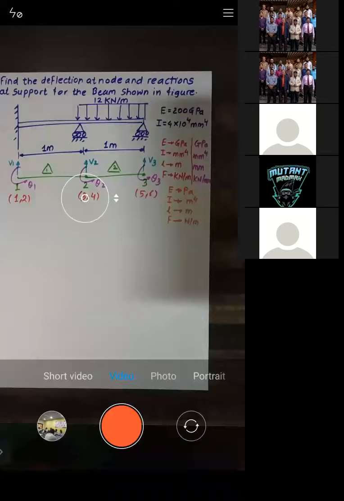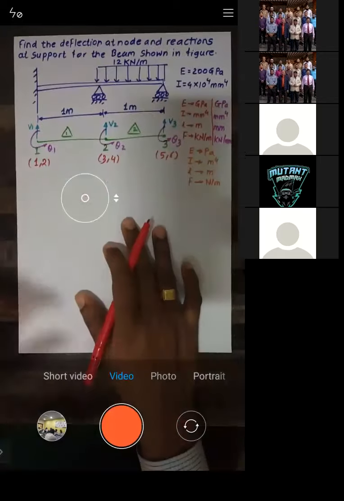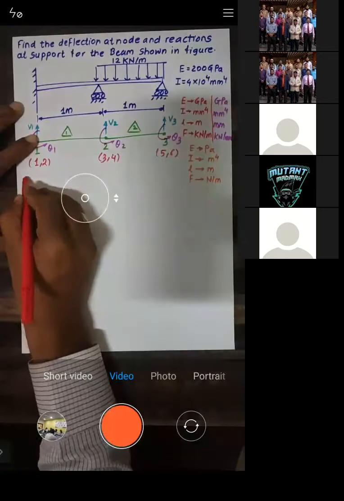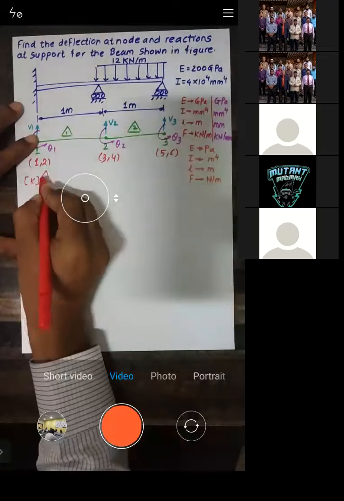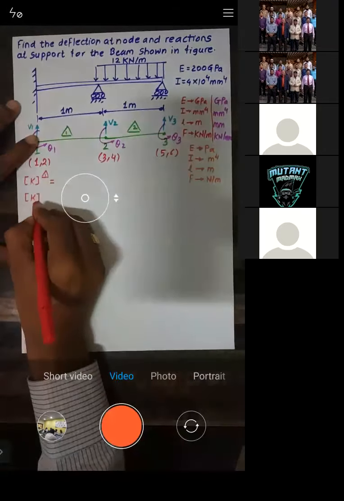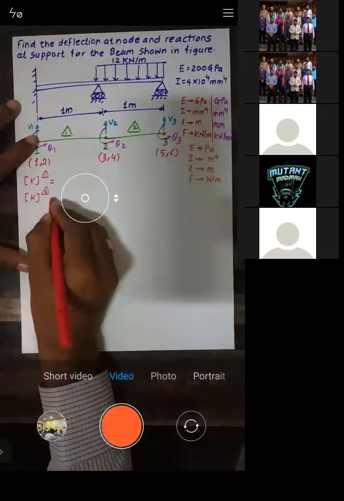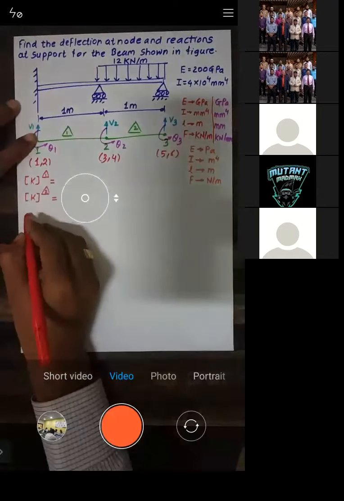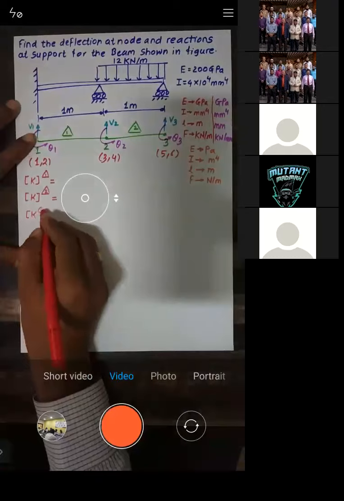Okay. So, all of you, what we need to do is, I will just briefly explain. We need to form the element stiffness matrices for element number 1. We will get some value. We need to form the element stiffness matrices for element number 2. We will get some value. Once we have that, we need to form the global stiffness matrix.